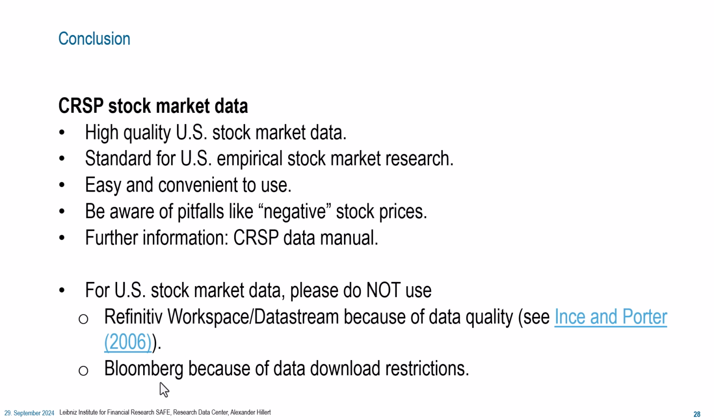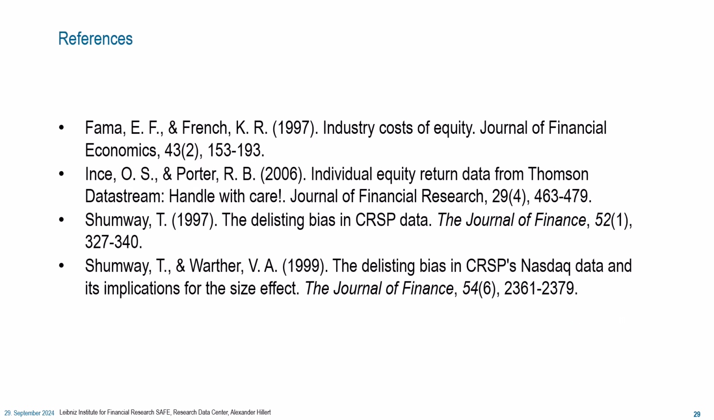With that, let me quickly show you the references. I talked about these papers briefly. If you want to take a closer look, for example, at how to account in detail for the delisting bias in CRSP, the Shumway and Shumway-Warther papers are great sources. If you want to know more about how to relate SIC codes to Fama-French industries, this 1997 paper is obviously a great source. And if you, for some reason, decide to work with DataStream, maybe because you are looking at non-US stock markets, then please take a look at the Ince-Porter paper.